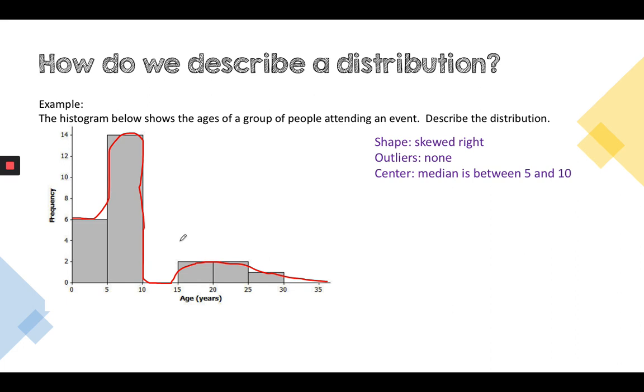Center, so the median is between 5 and 10, and the way I can figure that out is I can just count how many total values are in this distribution. So we have 6 in this first bar, and that means there were 6 people aged 0 to 5. And then we have 14 people aged 5 to 10. So the next 14 values were from 5 to 10. No values here. Then there are 2 from 15 to 20.